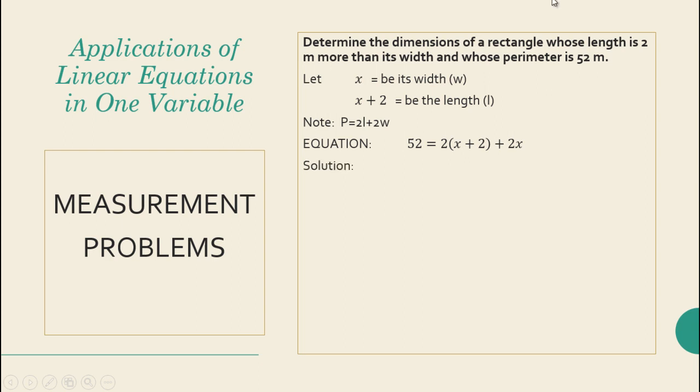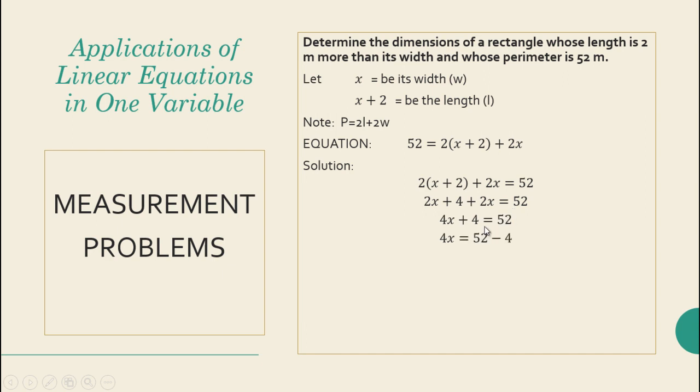Then, solve. We have the equation, so we'll solve. 2 times x plus 2 plus 2x is equal to 52. So, 2 times x is 2x. 2 times 2 is 4 plus 2x equals 52. So, add all the similar terms. So, 2x plus 2x equals 4x plus 4 equals 52.